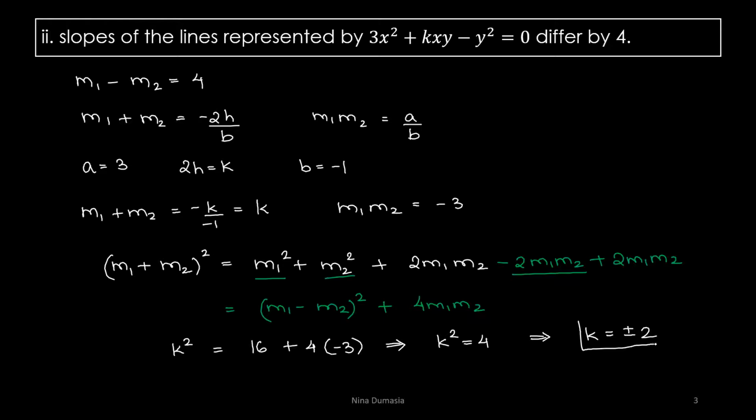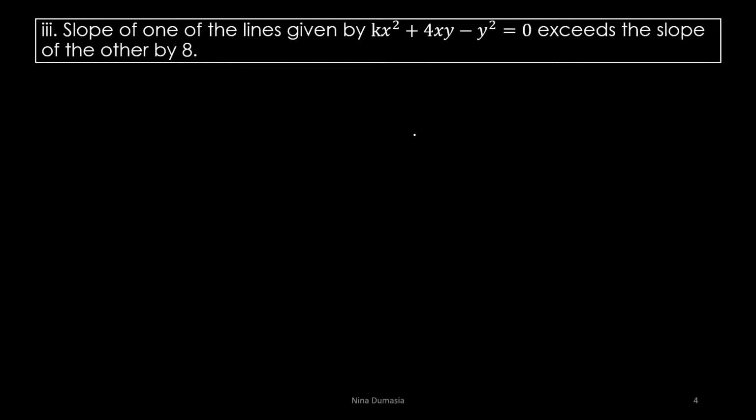Okay. Now let us do the next part. Slope of one of the lines given by kx square plus 4xy minus y square exceeds the slope of the other by 8. Similar है, so basically m1 minus m2 क्योंकि दूसरे वाले से ज़्यादा है by 8, तो जब subtract करेंगे तब 8 मिलेगा.